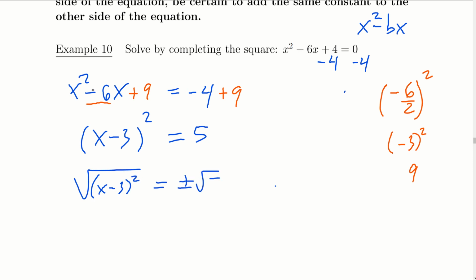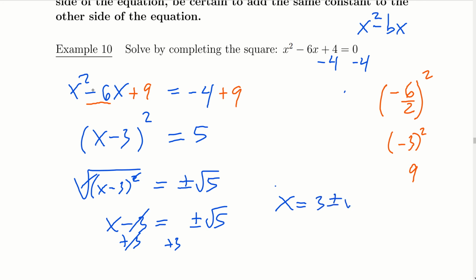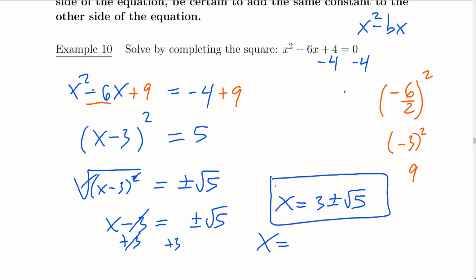We're going to get plus or minus the square root of 5. The square root and the square cancel. We get x minus 3 equals plus or minus the square root of 5. And then the last step to get x by itself is we're simply going to add 3 to both sides. The negative 3 and the positive 3 cancel, and we get x equals positive 3 plus or minus the square root of 5. Alternatively, if you wanted to split them apart, one solution is x equals 3 minus the square root of 5. The other solution would be x equals 3 plus the square root of 5.